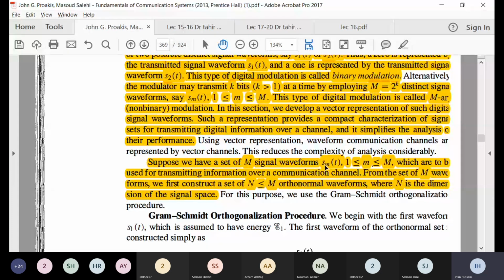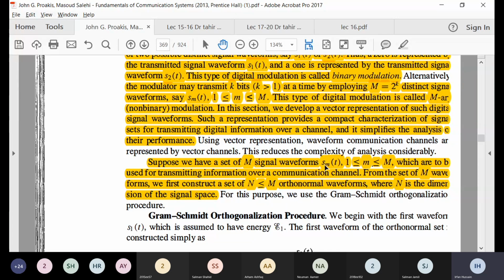You will say, all right, but we have to represent them geometrically, and we will just represent a part of these M waveforms, and we will see that that number will come out to be n. We will not be using all those M waveforms, rather we will be using n, which will be less than or equal to m.